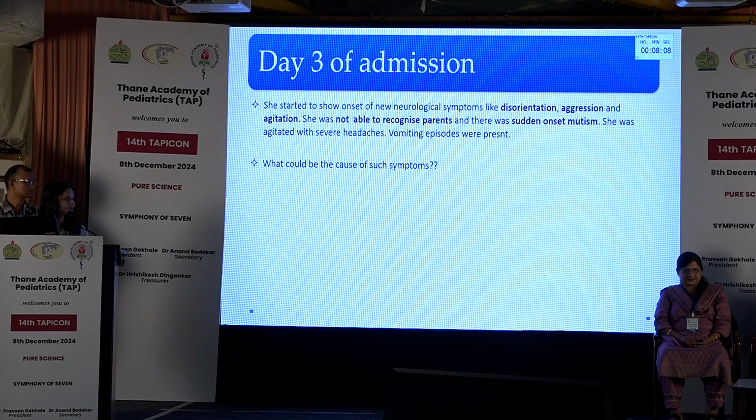Now we are discussing tuberculous and acute bacterial meningitis. This is something which we don't commonly see. These are neuropsychiatric symptoms. She has disorientation, which is a neurological symptom, aggression, agitation, behavioral problems, difficulty in recognizing parents, again a neurological symptom, and onset of mutism. So this is a neuropsychiatric syndrome which has started over here, and which is very unlikely of a common bacterial or a tuberculous meningitis or meningoencephalitis presenting.